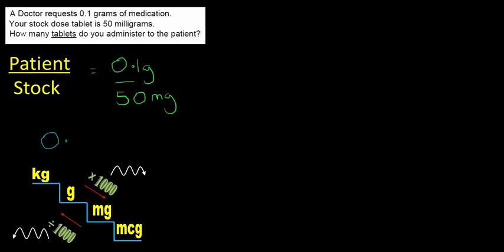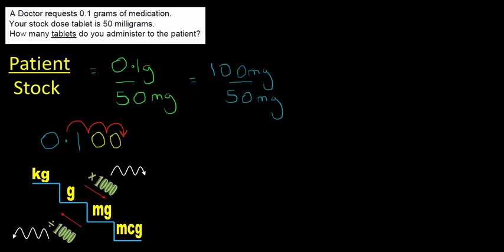There's my 0.1, and I've said I'm going to move my decimal places 3 places to the right. 1, 2, 3. I think you can see there's room there for 2 extra zeros, and hopefully you can see that that's come out to be 100 milligrams. So I can now rewrite that question as 100 milligrams over 50 milligrams. My units are the same, so I can now just simplify that fraction right down.